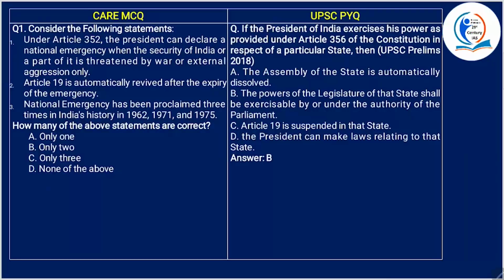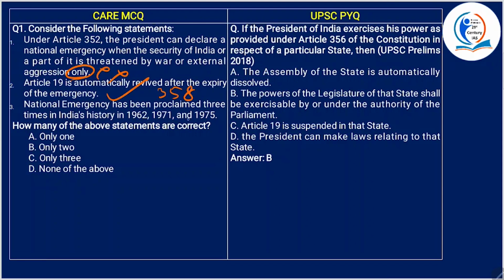Now consider the following statements. Under Article 352, the President can declare a national emergency when the security of India or a part of it is threatened by war or external aggression only. No, it is war, external aggression and or armed rebellion, right? So this is wrong. Article 19 is automatically revived after the expiry of emergency. Yes, according to Article 358.